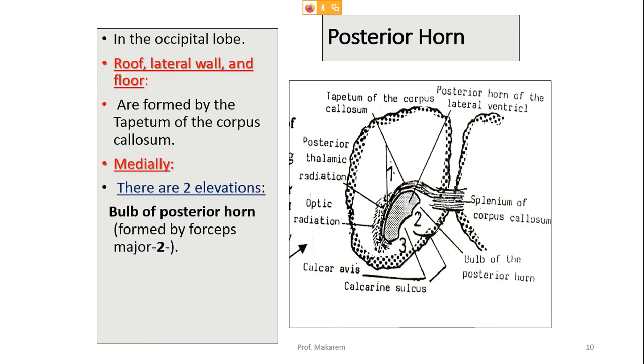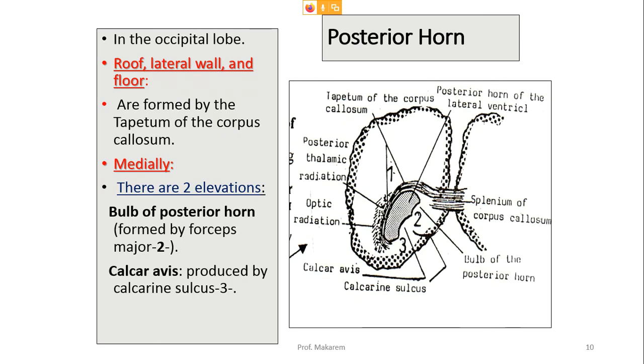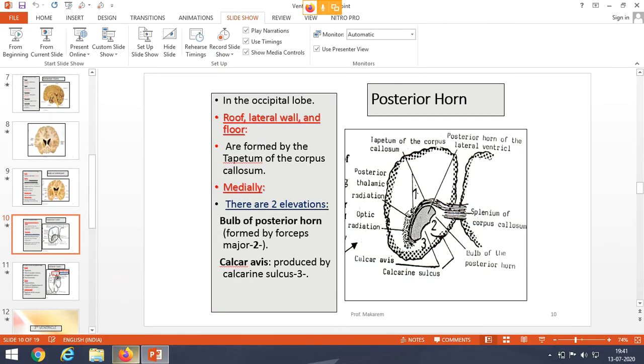Then there are two elevations. One is the bulb of the posterior horn, formed by the forceps major, then the calcar avis, produced by the calcarine sulcus. I just want to show you all the structures in this image. Another image I want to show you. Just wait for a while.